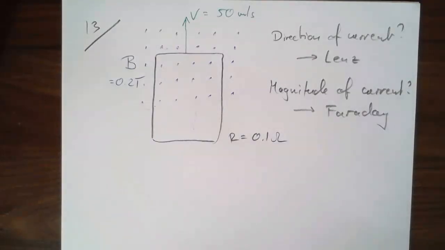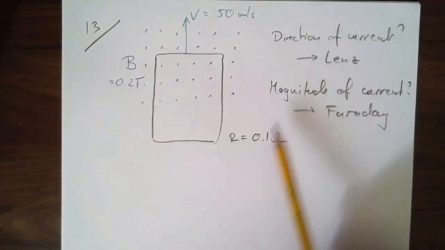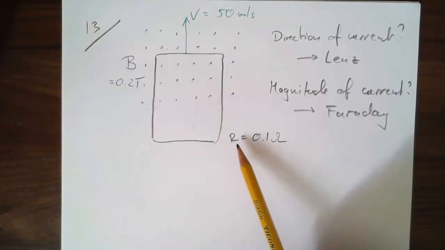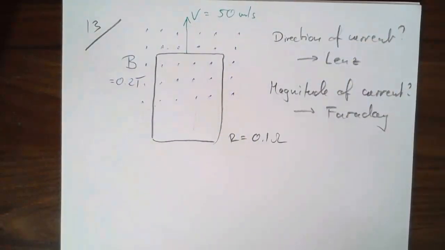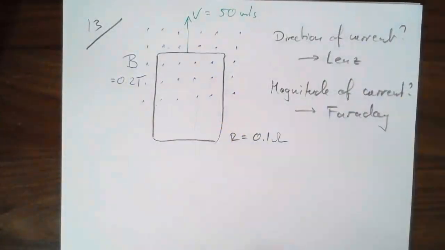So we want to figure out what is the direction of the current that's induced, and what's the magnitude. We know the final piece of information we're going to need for the magnitude is the resistance of this wire, because of course what we're going to be able to calculate from Faraday's law is the induced EMF, the so-called electromotive force, although it isn't really a force in the technical sense, the potential difference, if you like, that gets created by this motion.